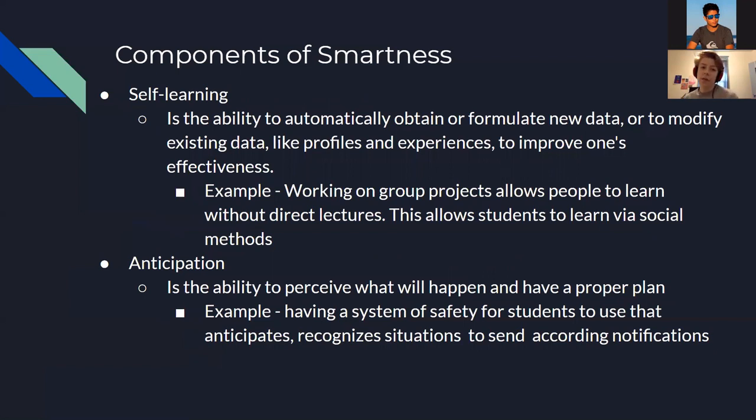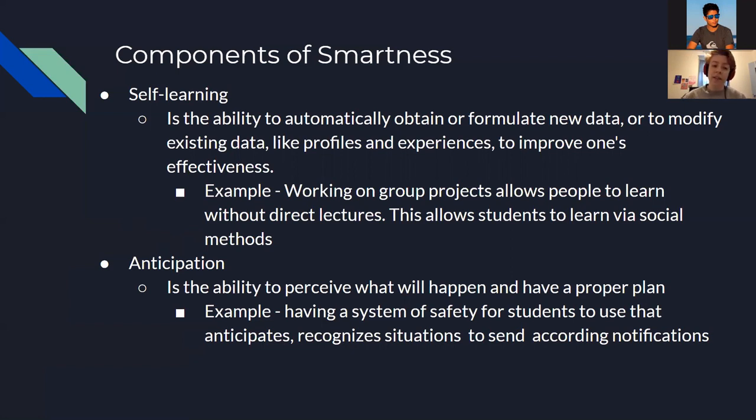So the next component is going to be self-learning, which is the ability to automatically obtain or formulate new data or modify existing data, like profiles and experiences, to improve on smart learning's effectiveness. So an example of this is how students can work in large group projects without necessarily needing direct lectures, which allows students to learn via social methods instead of just reading a textbook or watching a lecture.